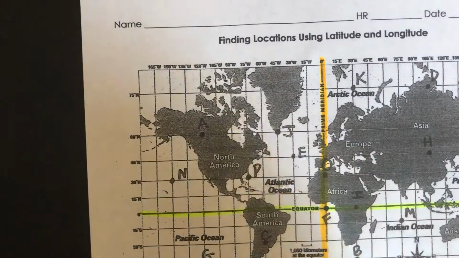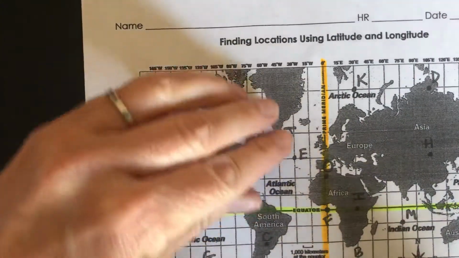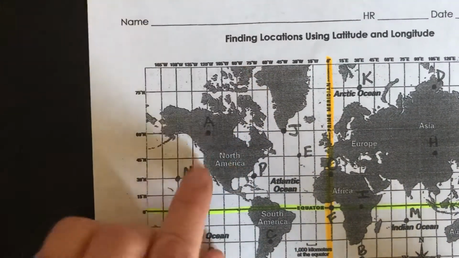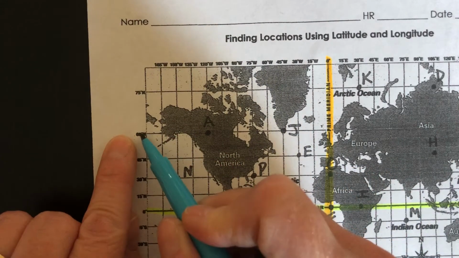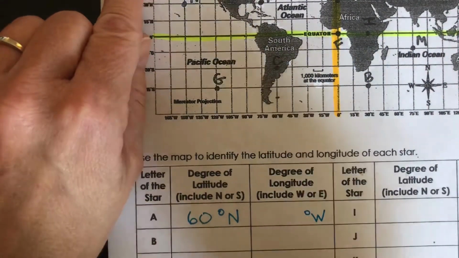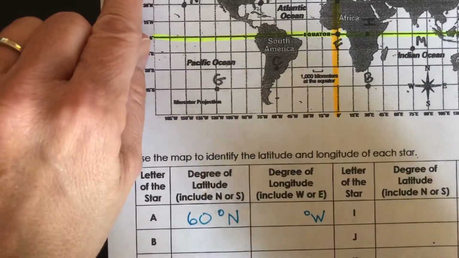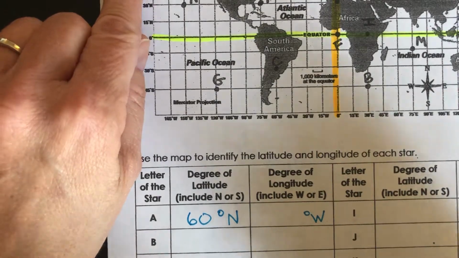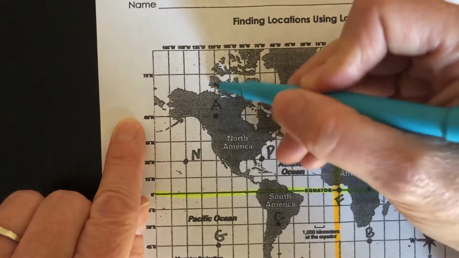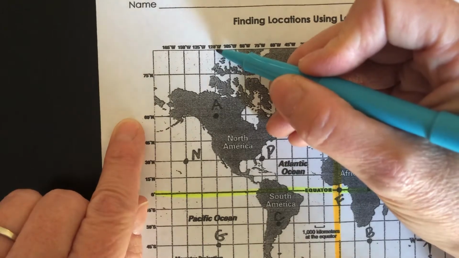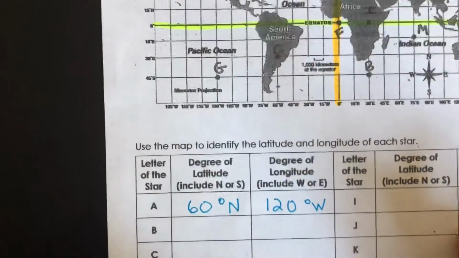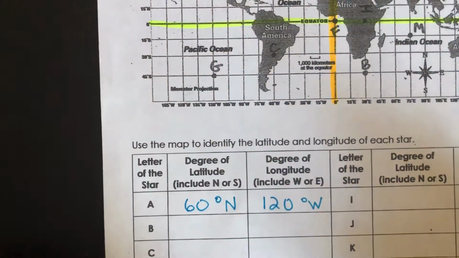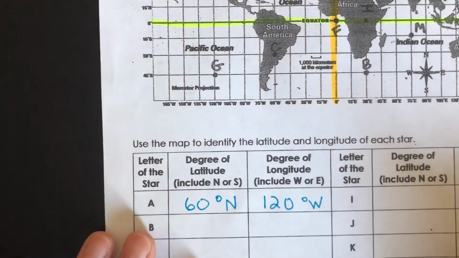Okay, so in looking at this, the first thing I'm going to do, I know that since A is in the northwest, I'm going to follow A right over to the left here, and I see 60 degrees north. So in my spot here, I'm going to write 60, and then that little tiny circle means degrees, so we don't have to write the word degrees every single time. All right, now when I follow A up, I see it says 120 degrees west, so I'm going to write 120. And again, we don't have to write the word degrees, we just use that little circle. So A is done.